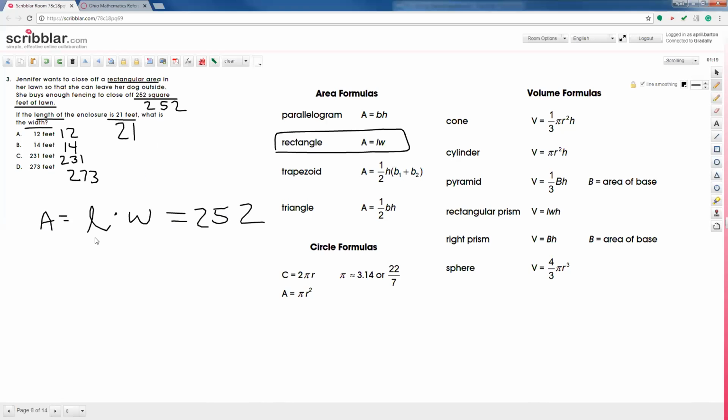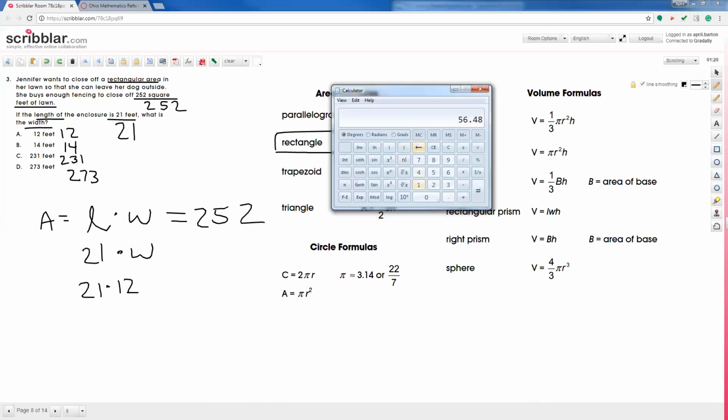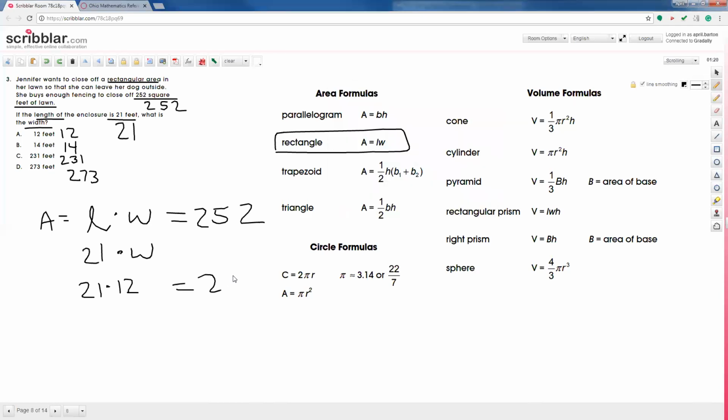So we're going to just try our answers out. We know length is always 21. And we're going to try the different widths they give us for the answer. If we try 21 times 12, gives us 252. The very first answer choice gave us the correct area. So A is our answer choice.